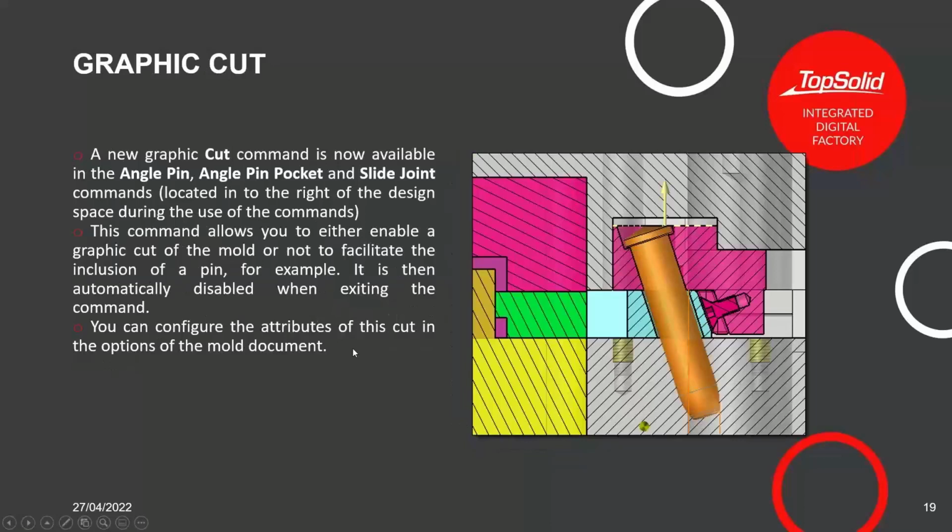Okay, next, a couple things about angle pins. First of all, a new graphic cut command is now available in the angle pin, pocket, and slide joint commands. It's located in the right of the design space during the use of the commands. It allows you to either enable the graphic cut or not to facilitate the inclusion of the pin, so you can see what you're working on. Okay, and you can configure the attributes of this cut in the options of the mold.